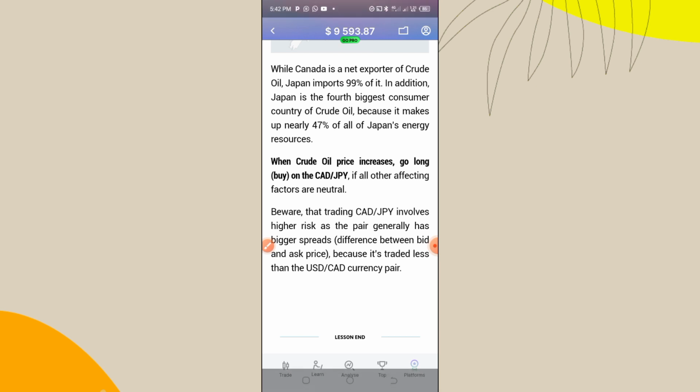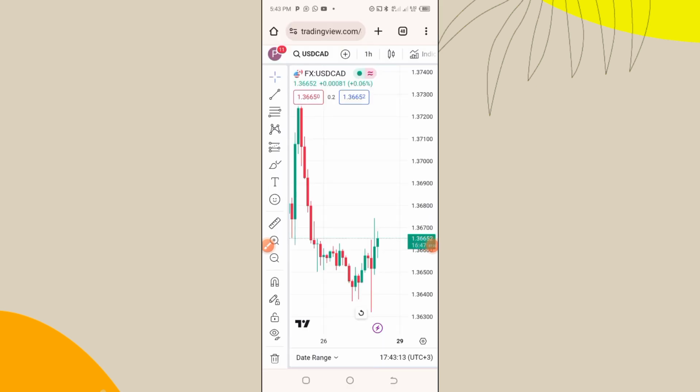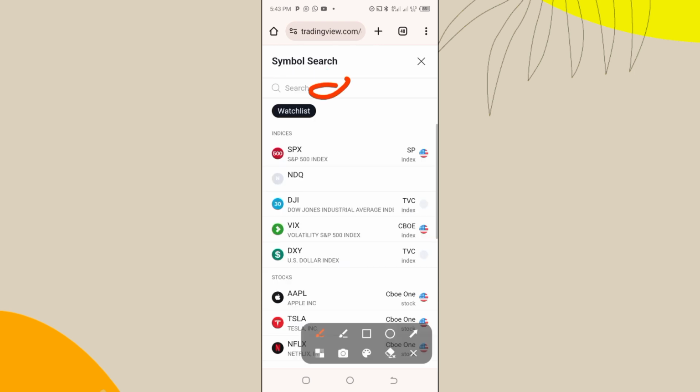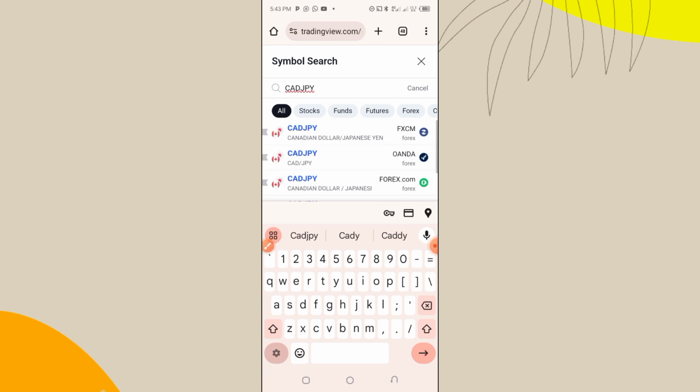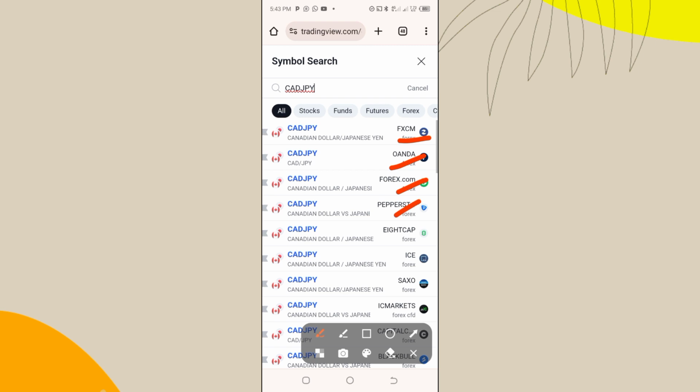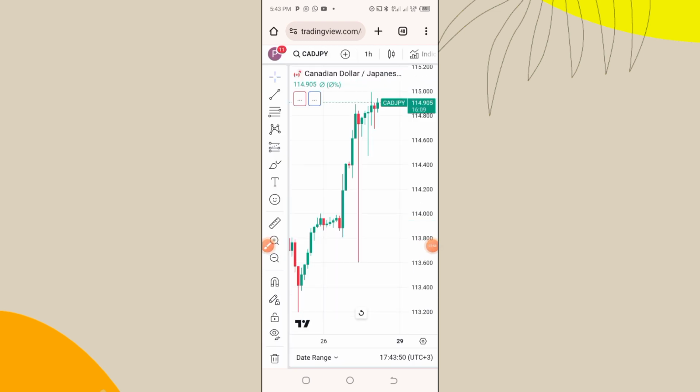All right, so let's go back to the chart, and this time I'll also use TradingView so that I can show you the relationship. So we are back on TradingView. This time we are going to look for CAD JPY. I'll just type here in this search bar CAD JPY, Canadian dollar versus Japanese yen. And all these are brokers, as I told you, which are offering that currency. So I'll go with just any of them, and that is FXCM. Let me tap there, and the chart for CAD JPY is going to load.